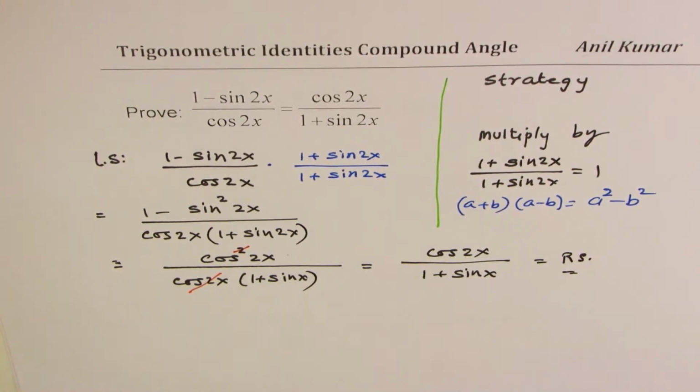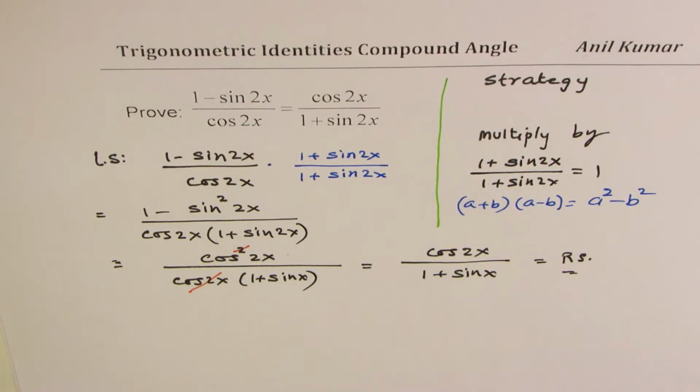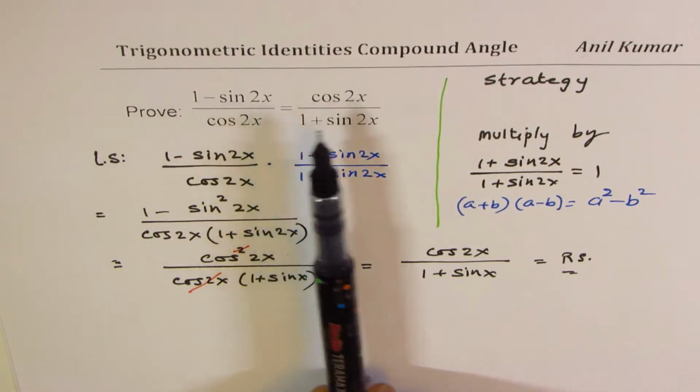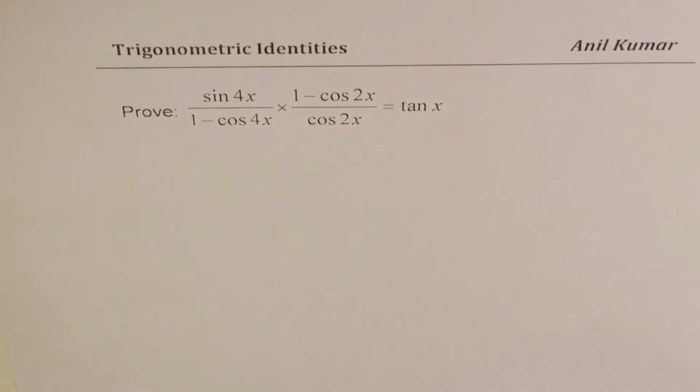So it's kind of very simple. A strategy helped us to solve this. My advice is not to expand 2x terms because you need them, and therefore we use this strategy. So I hope it's clear, right? Let's take up the next example where we'll actually apply the double angle formula.